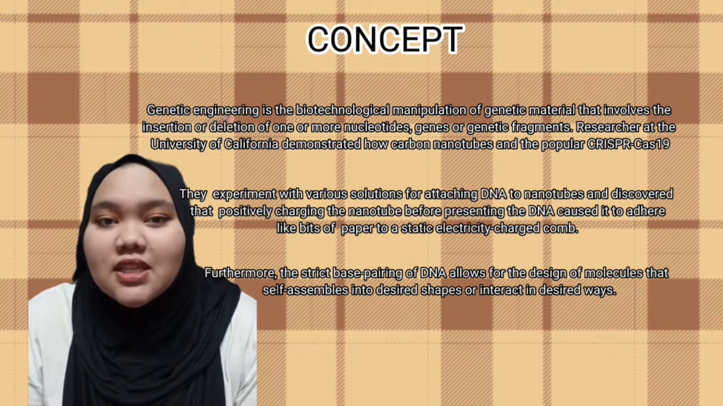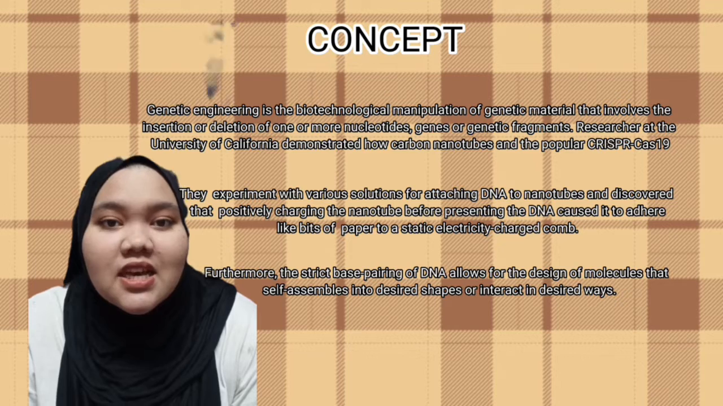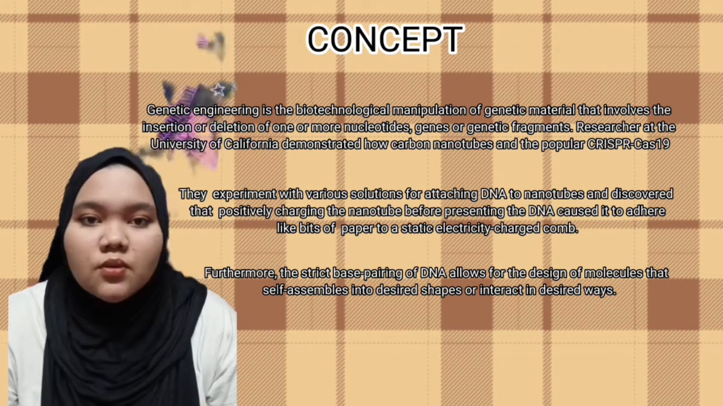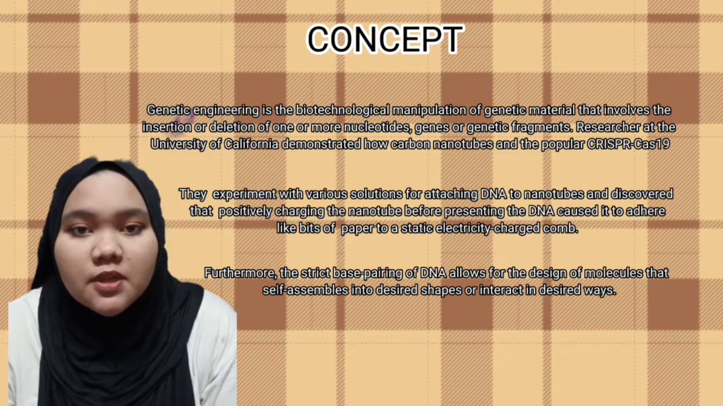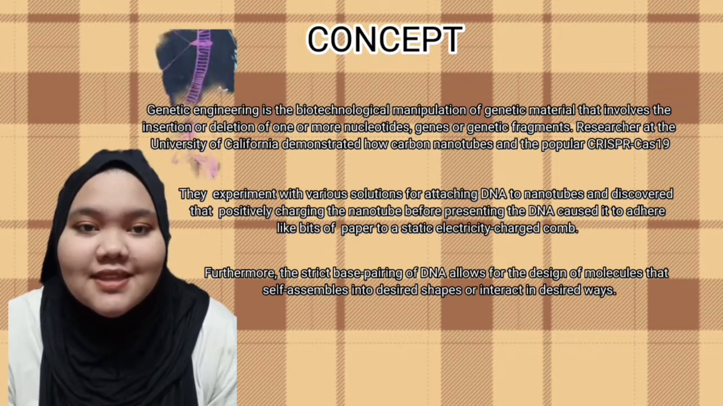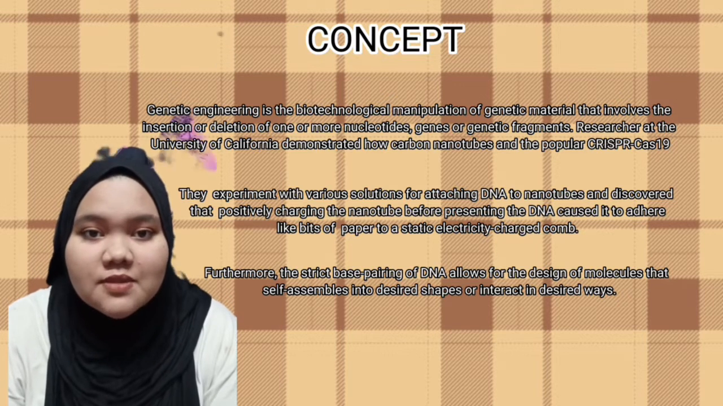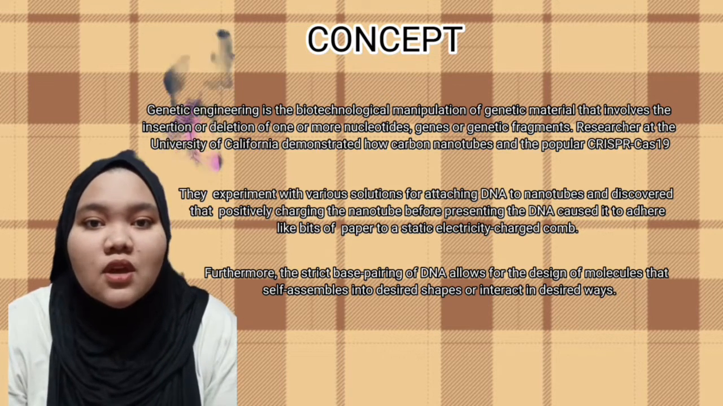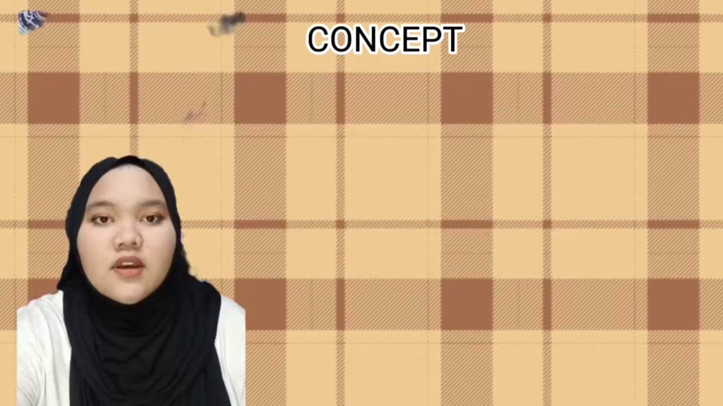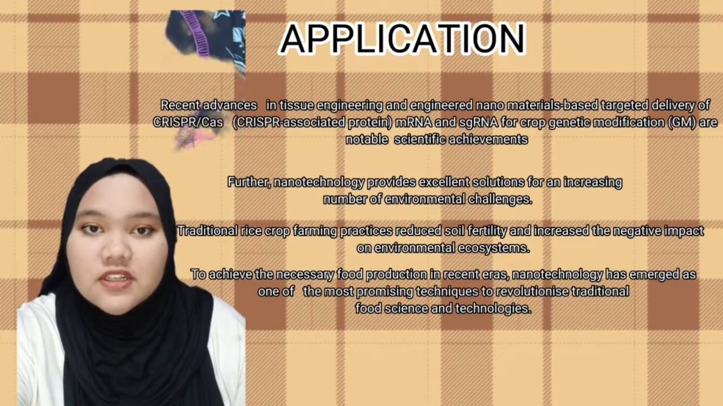The majority of plant genetic engineering is done by injecting genes into plant tissue or inserting genes through genetically modified bacteria. While nanotechnology holds great promise for gene manipulation, researchers are also exploring ways to advance nanotechnology by using genetic materials. Furthermore, the strict base pairing of DNA allows for the design of molecules that self-assemble into desired shapes or interact in desired ways. Agriculture has always benefited from technological advancement throughout history.